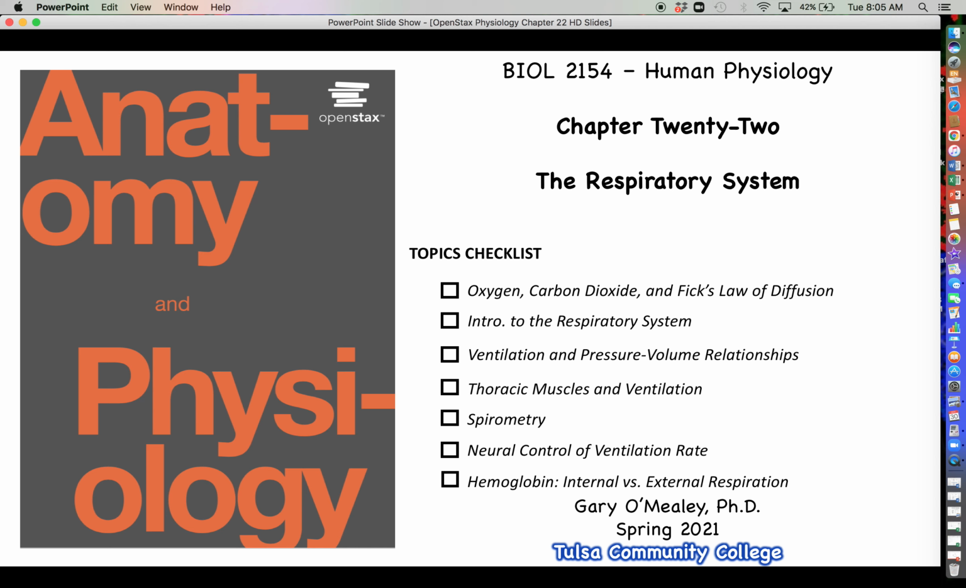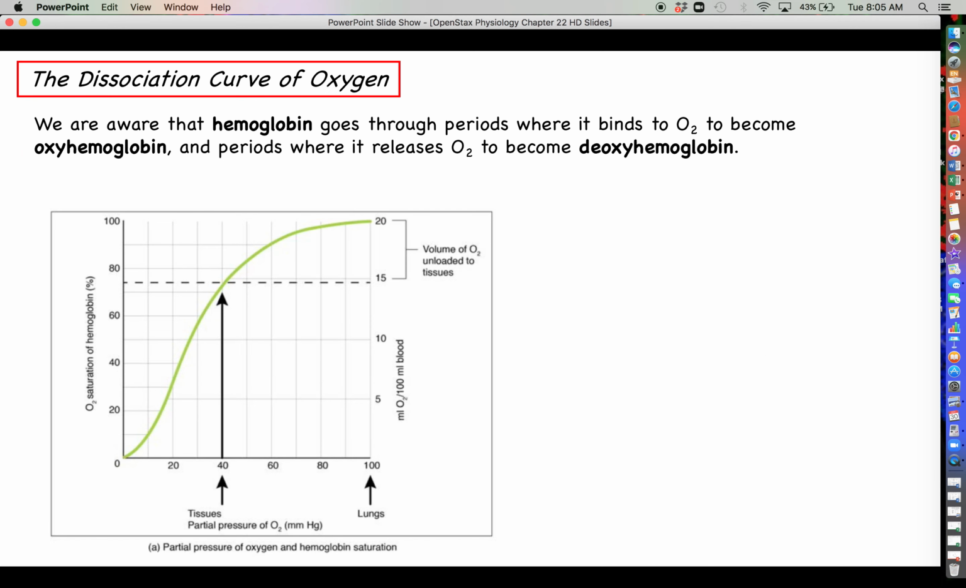So let's go ahead and get into this, understanding that at this point you've probably watched all the other videos in this chapter. So dating back to earlier chapters, we have talked about hemoglobin before. So we know that hemoglobin is the major oxygen-carrying molecule that is found inside of red blood cells, and it serves as the major carrier for oxygen in our blood.